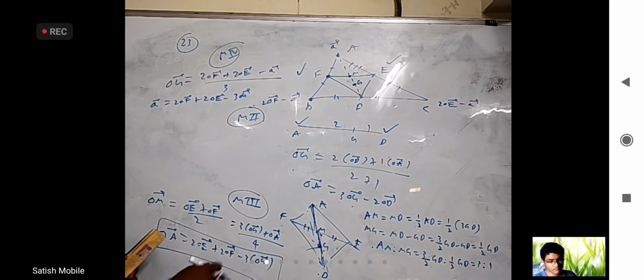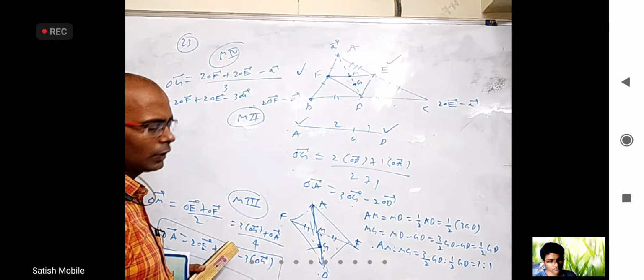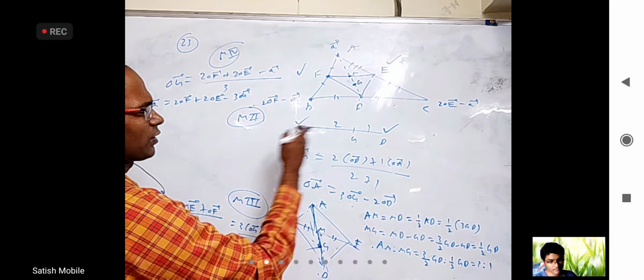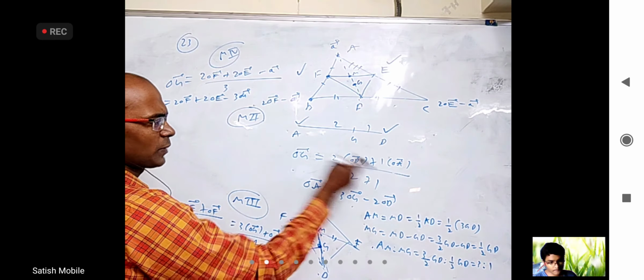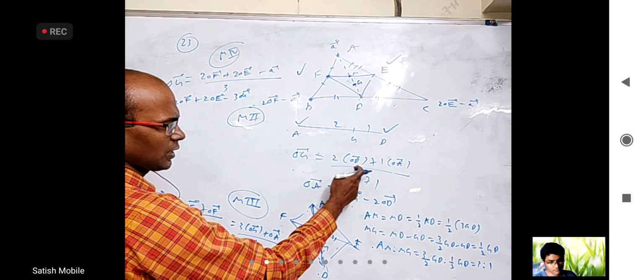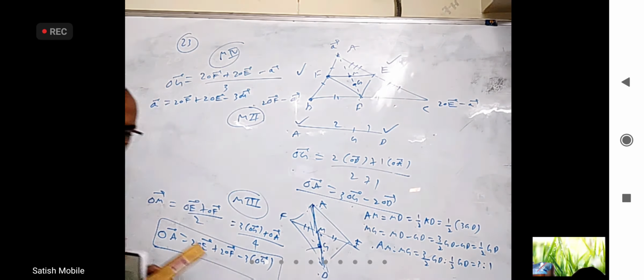The same thing here, what I said in the previous method, we found what D is. You know A, you know D, and you know the centroid divides the median in the ratio 2:1. So OG bar is 2 into this plus 1 into this by 2 plus 1. Bring 3 here and 2 OD here. You already got the centroid and you got D. You can substitute that way also.